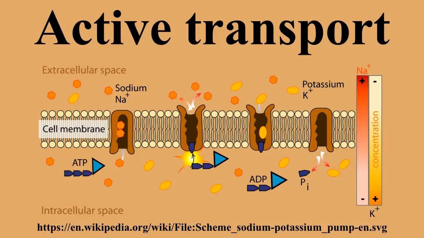The difference between passive transport and active transport is that active transport requires energy and moves substances against the respective concentration gradient, whereas passive transport requires no energy and moves substances in the direction of the respective concentration gradient.